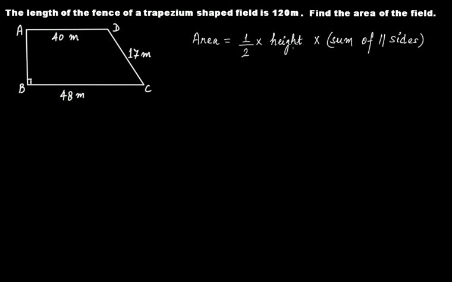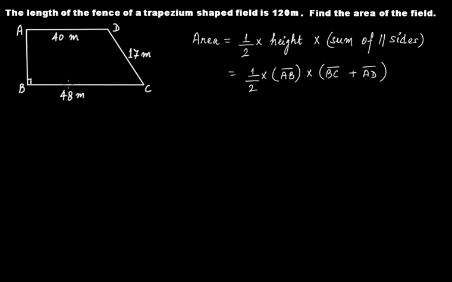Now here height is what? AB. Half multiplied by the measurement of line segment AB multiplied by the sum of parallel sides, means BC plus AD. Now we have the values of BC and AD, but we don't have the value of AB. In order to calculate this value of AB, we'll use the length of the fence of a trapezium.